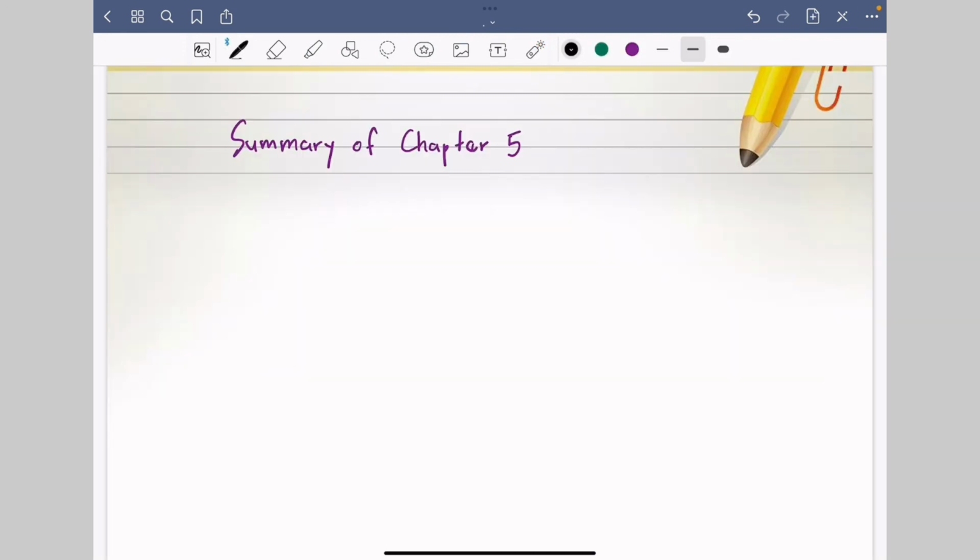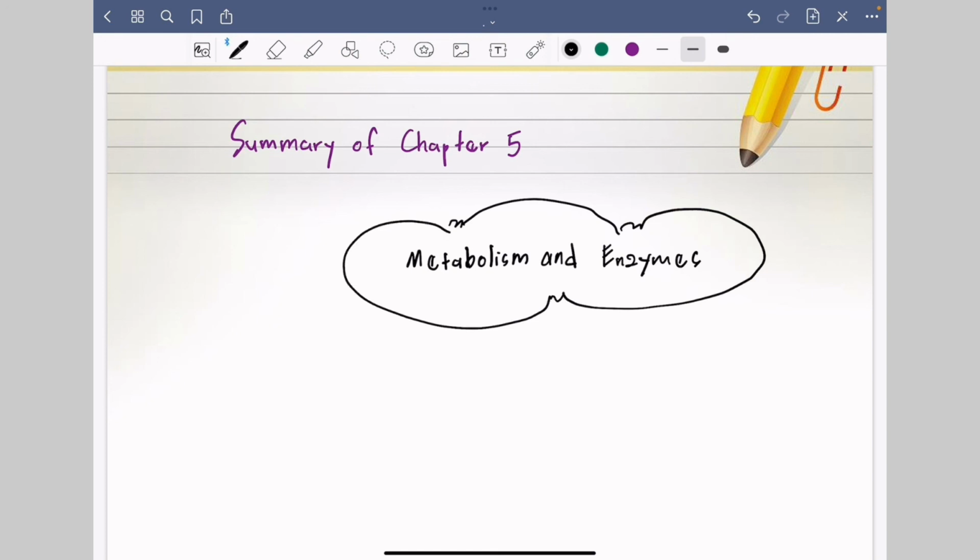Let's sum up all the topics that we learned inside of this chapter 5. The name of our topic is metabolism and enzymes. And we have learned 3 things. We learned about the metabolism, we learned about the enzyme, and also the application.